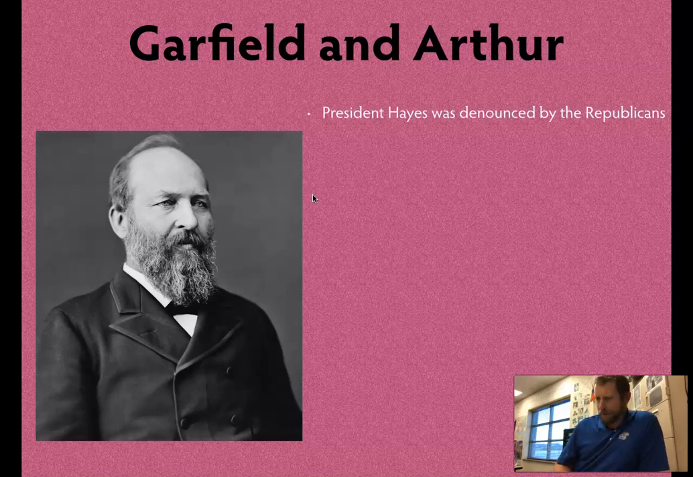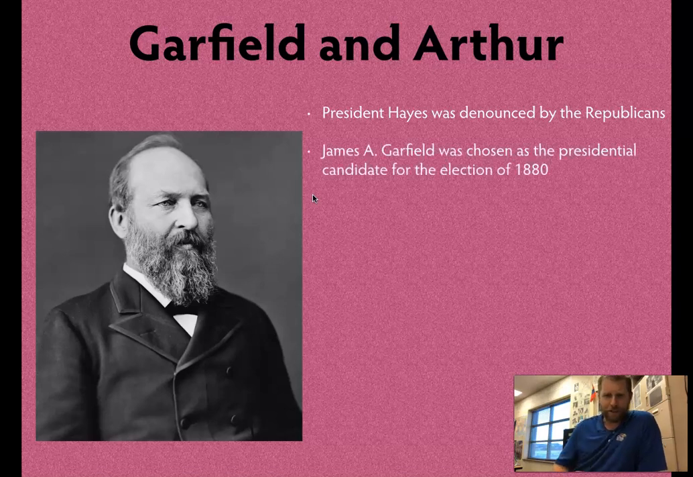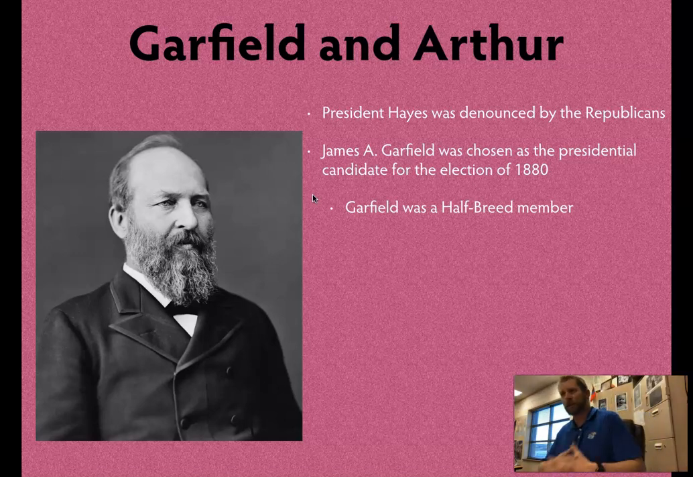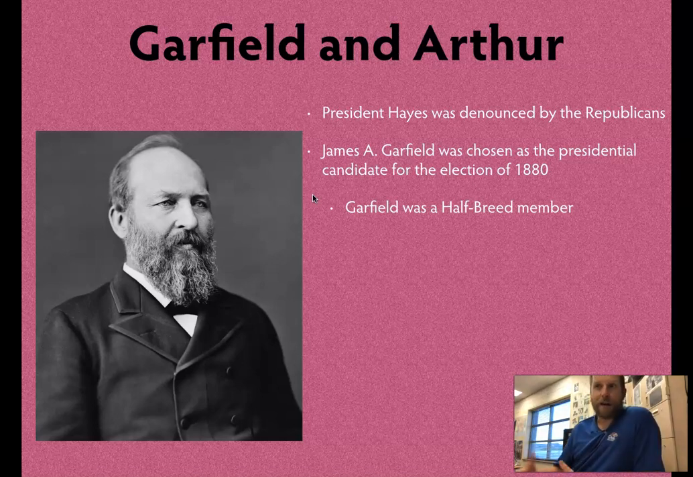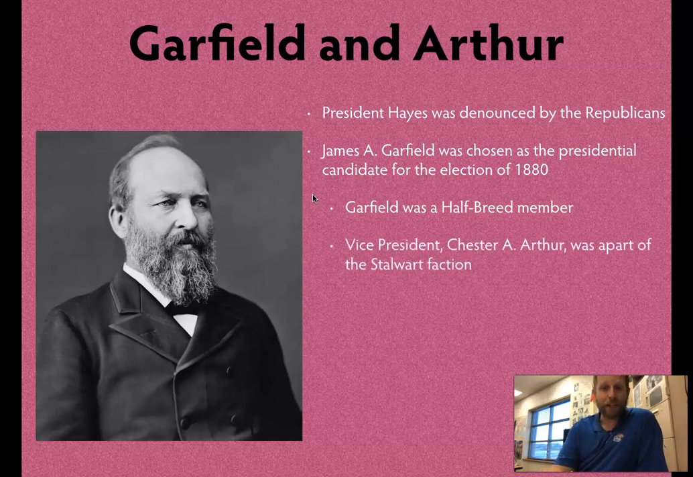Hayes was denounced by the Republicans. He didn't do a very good job, I guess, in his one term as president. And so in 1880, they chose the Ohio resident James Garfield for the new candidate in the election. He was a half-breed member, meaning that he wanted civil service reform. He wasn't for the stalwarts. He wasn't one that thought that you should give your buddies a job just because you were their friends and they helped you out. They should be qualified to get a job in the government.